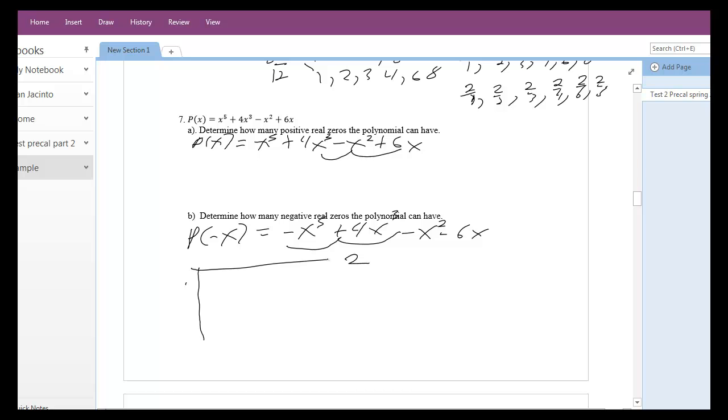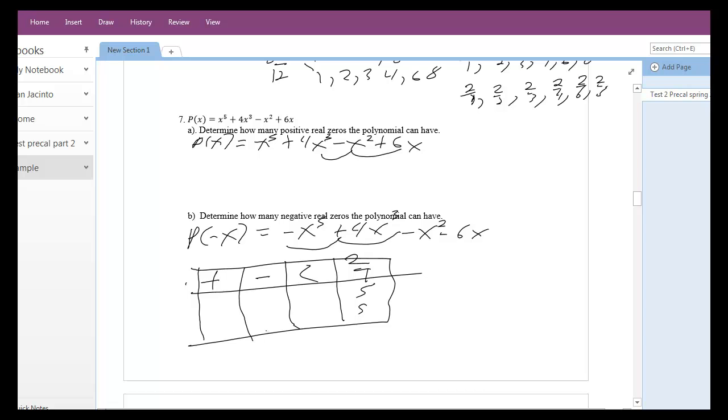Descartes looks something like this. We know we have plus, minus, and we have complex and total. Highest degree is 5, right? So I know I can have 2, 2, so that means I gotta have 1 here. Can I subtract 2 from here? Yes. Gotta copy everybody else. That gives me a 3.